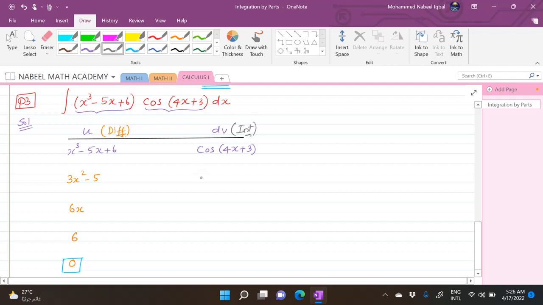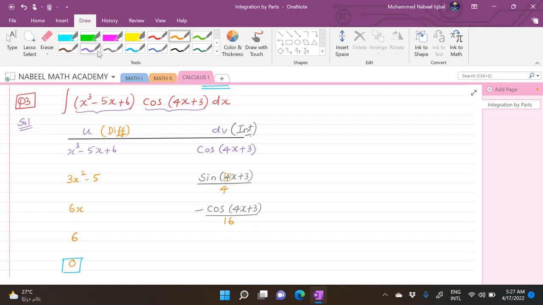The integration of cosine is sine(4x plus 3) over, only you have to see the coefficient of x, because the constant becomes 0 on differentiation. So we will never bother about the constant. Whatever term is there, we will consider only the coefficient of x. Now here again we integrate. The integration of sine is minus cosine(4x plus 3) over, it is already 4 there, so 4 into 4 becomes 16.